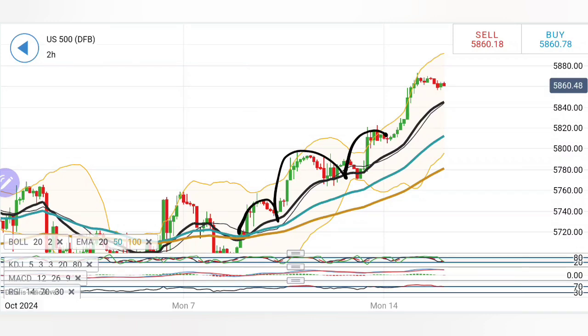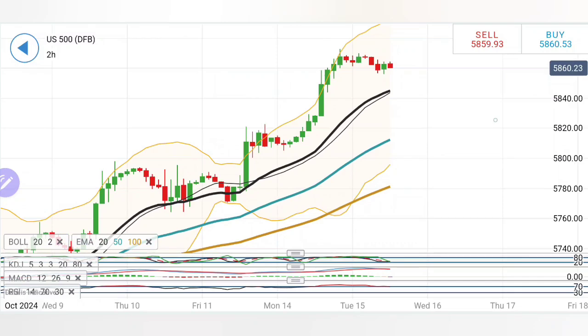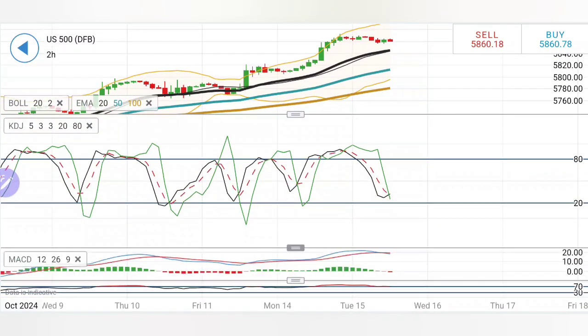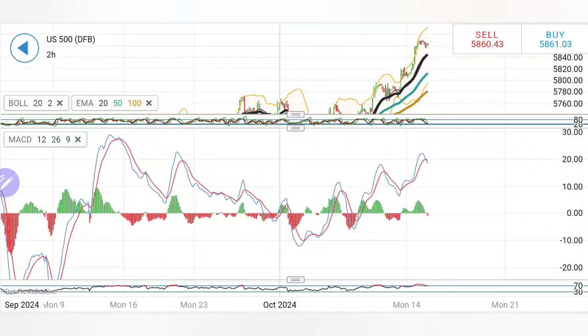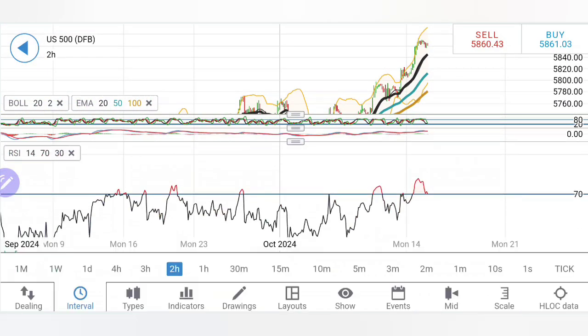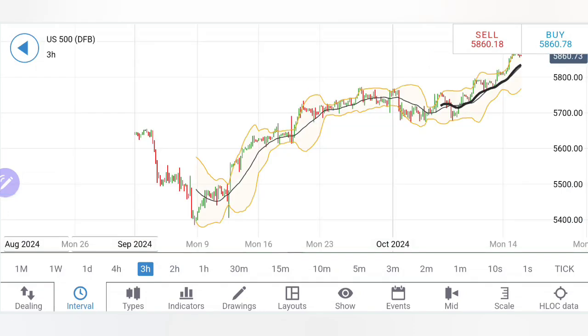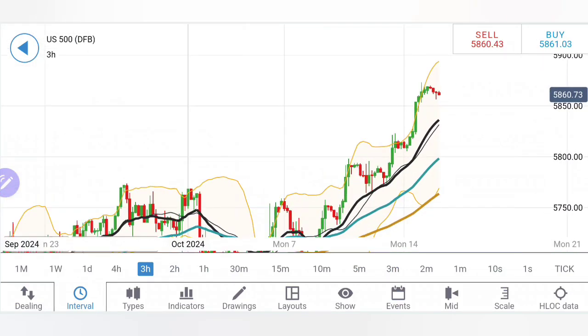Now look at the formation. Every time it tries to move towards the 20 period, which is right now sitting at around 5844 levels, the possibility is there that it can keep moving towards there. Stochastic has dropped. MACD has just crossed over, trading with slight divergence. It appears that we may see a bearish move here for the next few candles. RSI is staying overbought and trying to come out of the overbought zone.